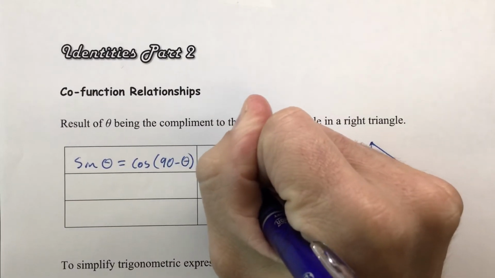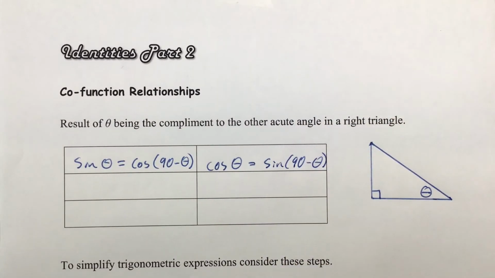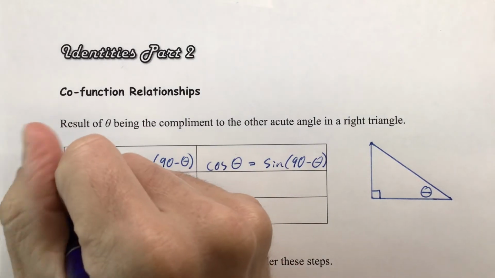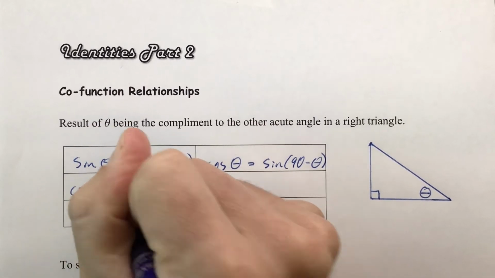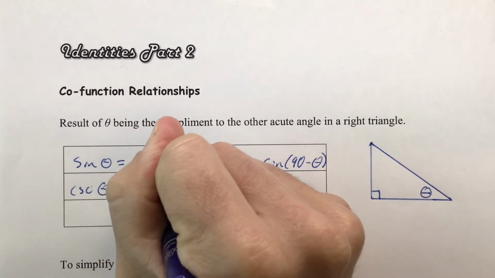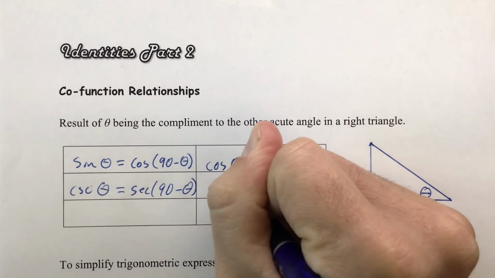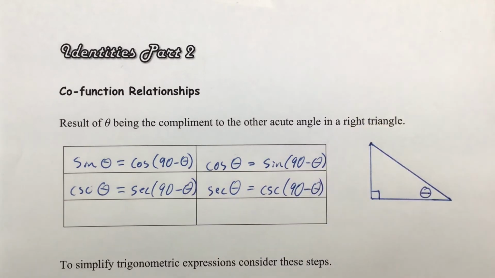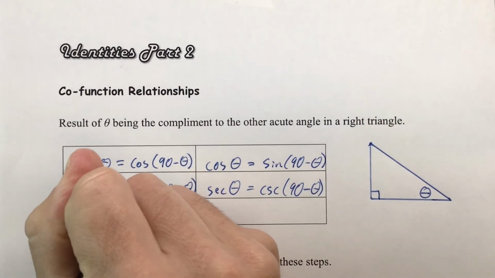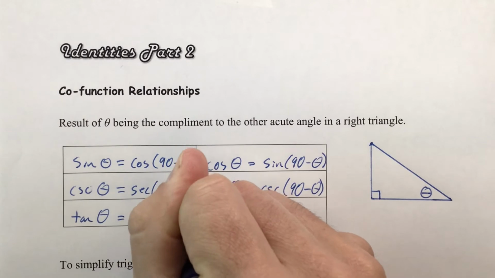Now we can do the exact same thing backwards. We could say that the cosine of theta would be equal to the sine of 90 minus theta. It's the same concept, just a different perspective of it. Then we can do the same thing with the reciprocals of these. The cosecant of theta would be equal to the secant of 90 minus theta. And we could also write that the secant of theta is equal to the cosecant of 90 minus theta. And last, the tangent of theta would be equal to the cotangent of 90 minus theta.